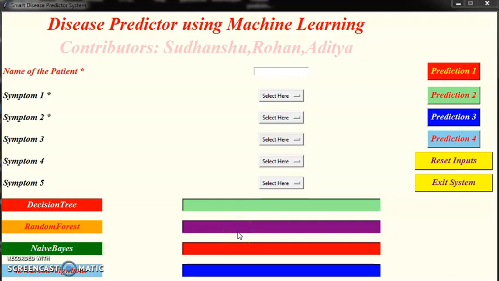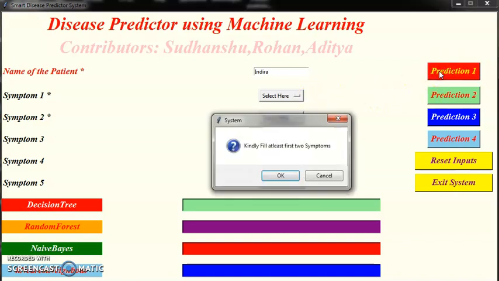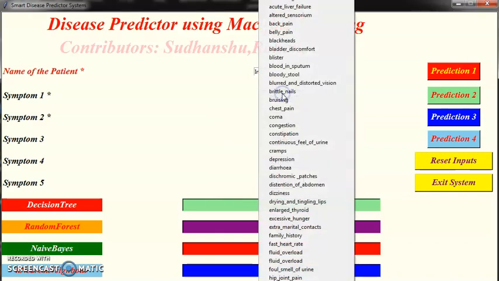Okay, so now let's start with the graphical user interface of our project. First of all, we have to enter the name in our website. So let's enter the name Indra. And if we do not enter any symptom, then the project will not work. It is asking us to enter at least 2 symptoms. So okay, let's start with entering the symptoms.